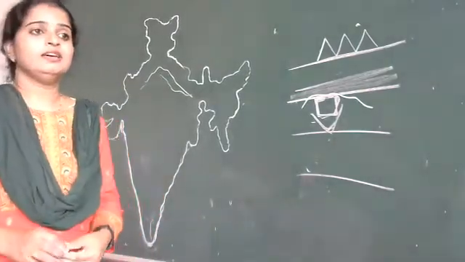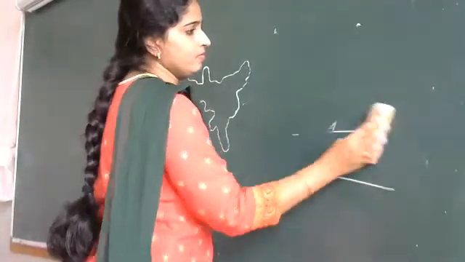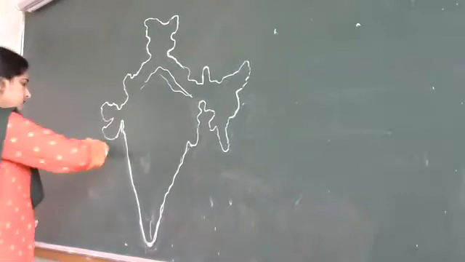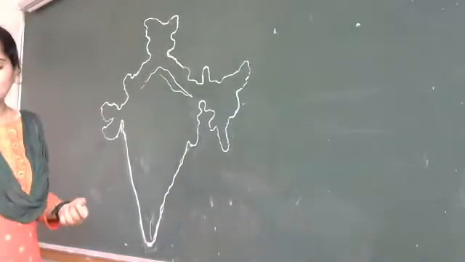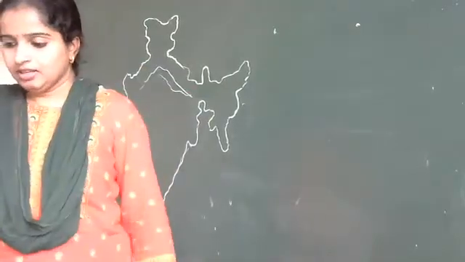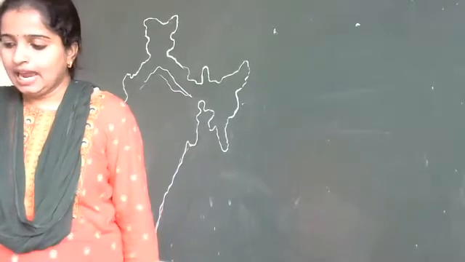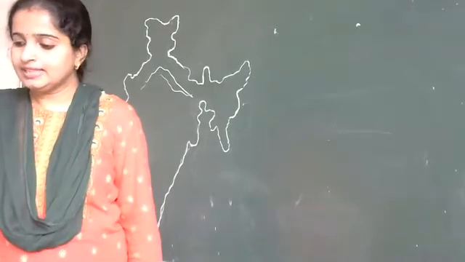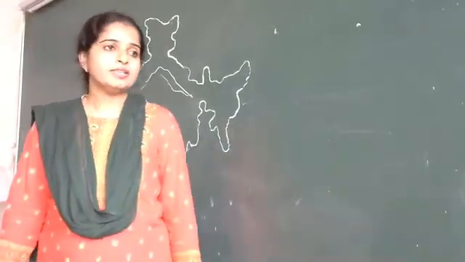And next one is the coastal plains. This side, we have divided the coastal plain into three parts. See here first, there are narrow strips of plain land on both sides of the peninsula. These plains are called eastern coastal plains and western coastal plains.